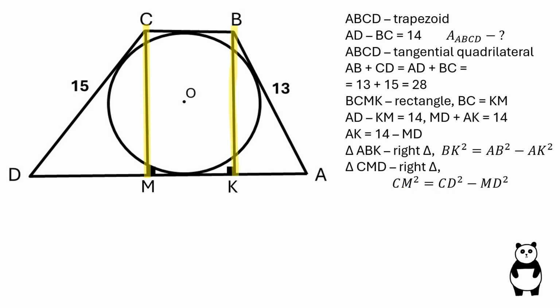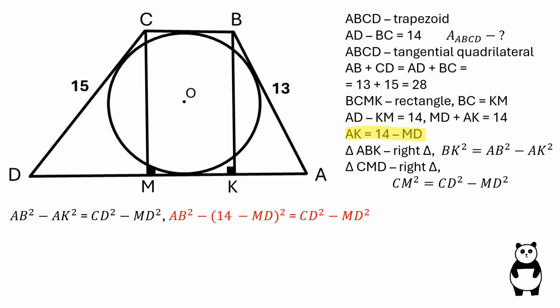And since BK is equal to MC, because they are altitudes of the same trapezoid, we can equate these two expressions. We know that AK is equal to 14 minus MD. Now let's sub in the values, and after expanding and simplifying the equation, we are left with MD is equal to 9.